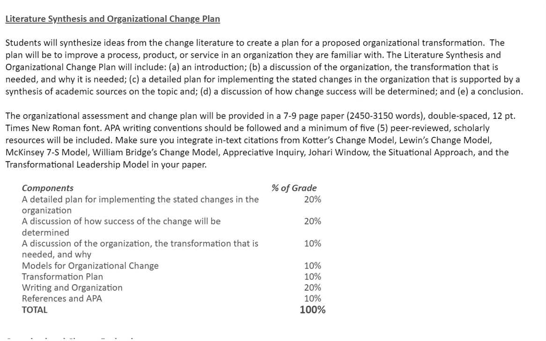The literature synthesis and organizational plan will include an introduction. And if you've watched my other videos that I've been sharing with you, you know we don't use the title introduction in student papers. It's just assumed that the first paragraph in your paper is the introduction. We use the title of the paper over the first paragraph in APA 7th edition papers. Then a discussion of the organization, the transformation that is needed and why, a detailed plan for implementing the stated changes in the organization that is supported by a synthesis of academic sources on the topic, a discussion of how change success will be determined, and a conclusion.